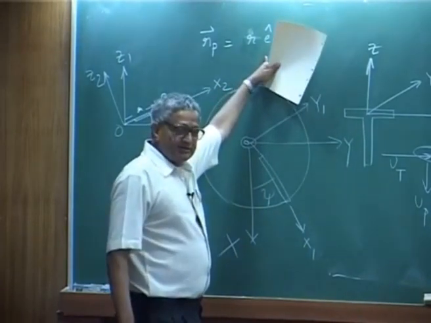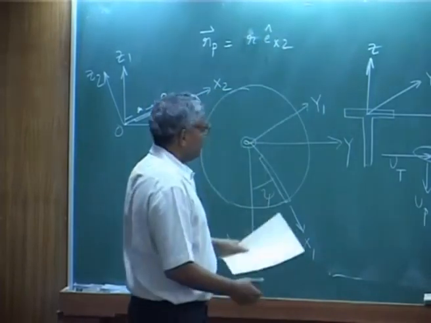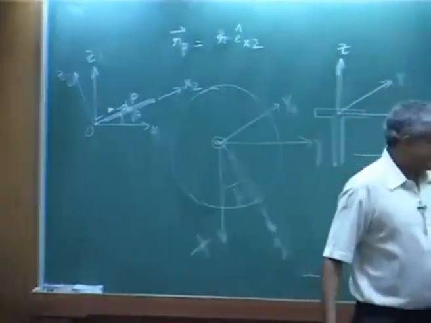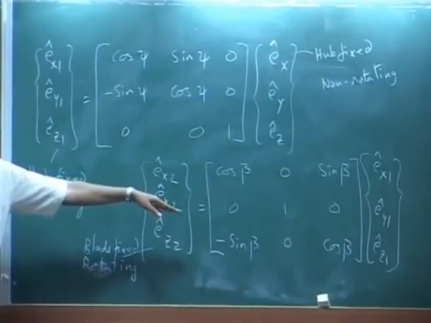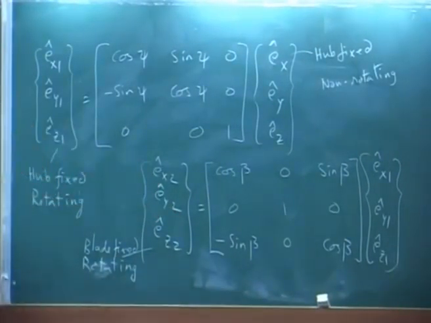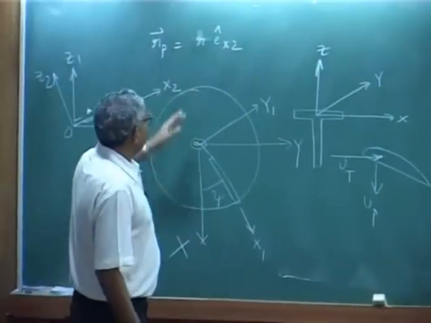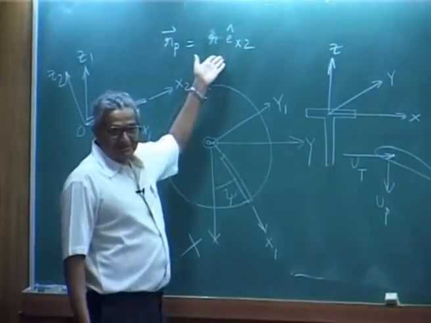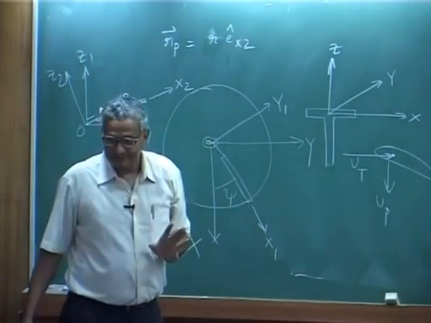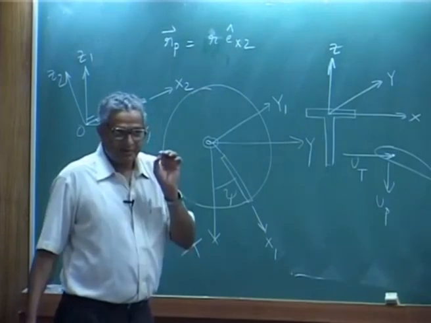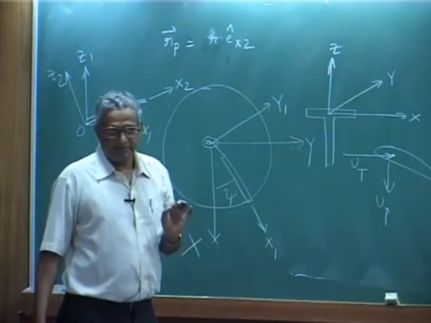If you want to get the velocity, there is one way: you convert x2 to x1 using this transformation relation and then again differentiate. Or another way, I can directly go ahead and differentiate, okay. You can do many ways, that is why I said basic dynamics is very important here.